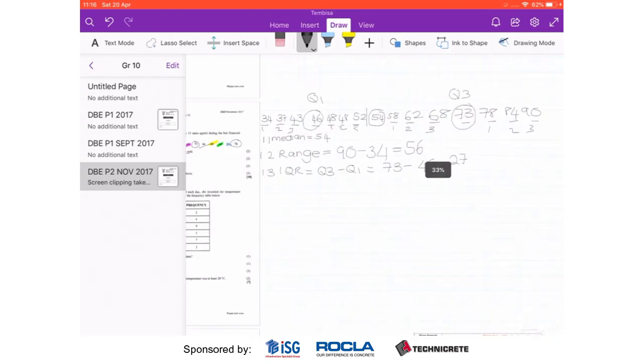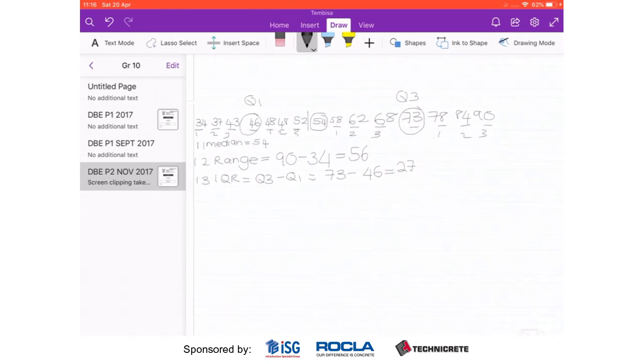Then the last one says draw a box and whisker diagram for the data above. Okay, so that is why I have this graph paper here, because we need to be chronologically correct. What do we need for a box and whisker? Let's do that first. We need a minimum, which we know is 34. We need a maximum, which we know is 90. We need a median, which we have. And we need our Q1, 46, and my Q3, which is 73.